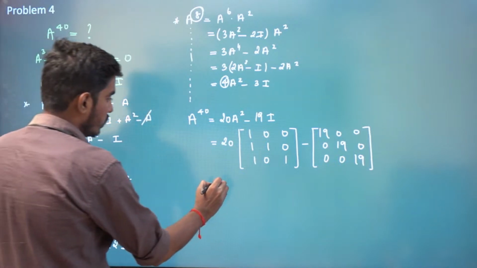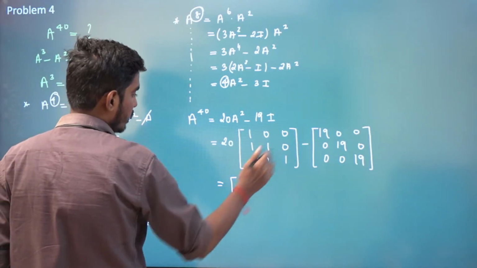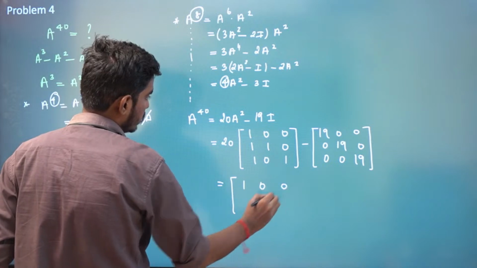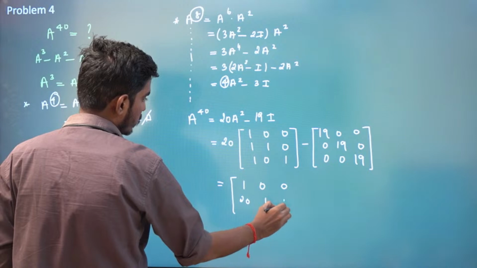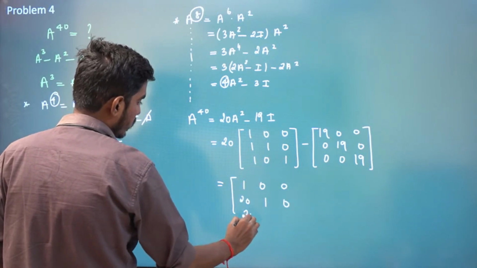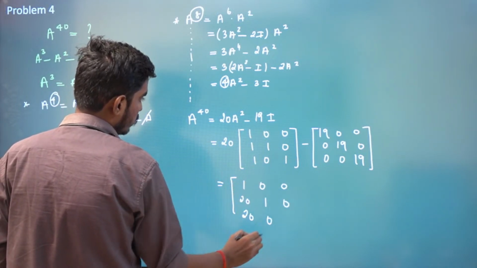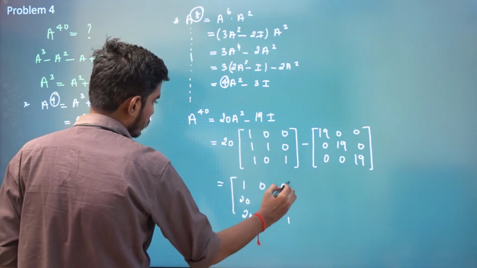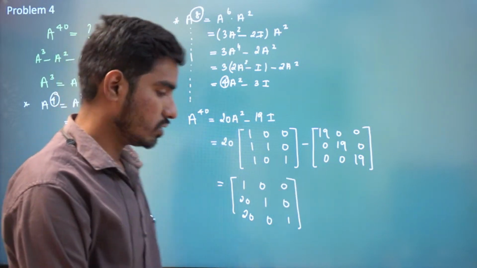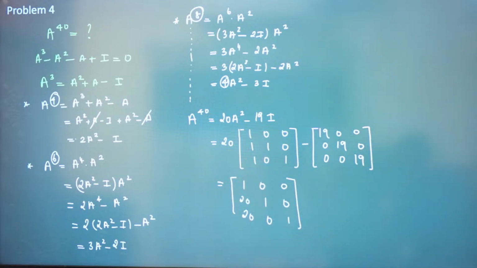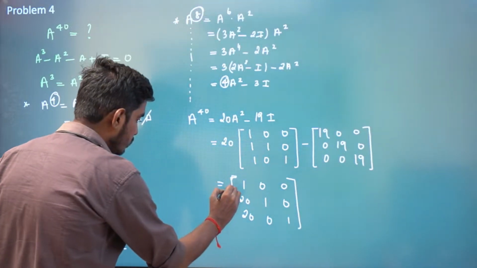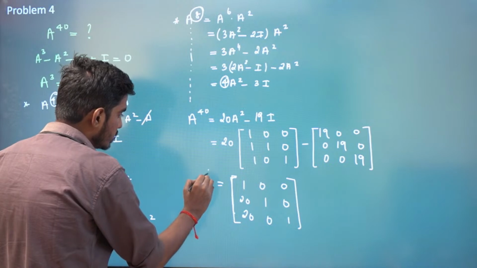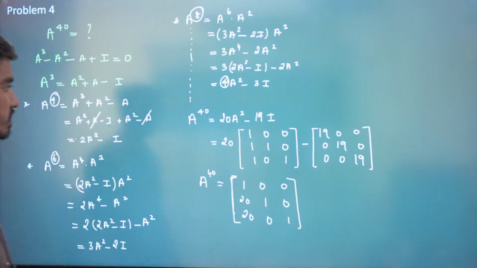Okay. So that means this will be 20 minus 19 is 1, 0, 0. This is 20. 20 minus 19 is 1, 0. This is 20. This is 0. 20 minus 19 is 1. So 100, 2010. Is it clear? 100, 2010, 2001 is the value of A power 40. Just try to establish some symmetricity.